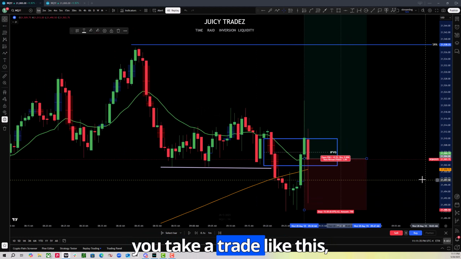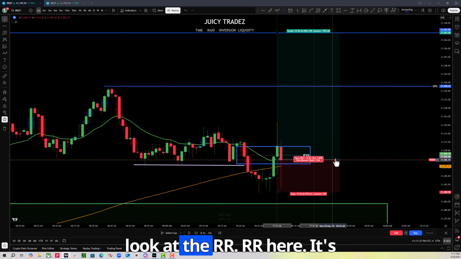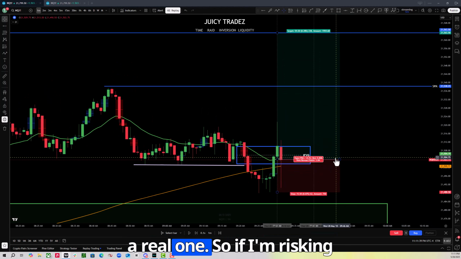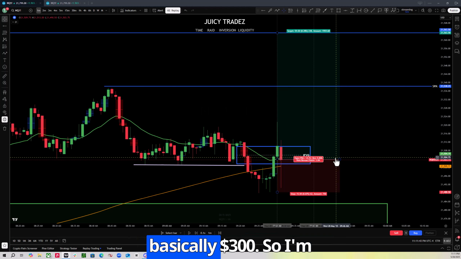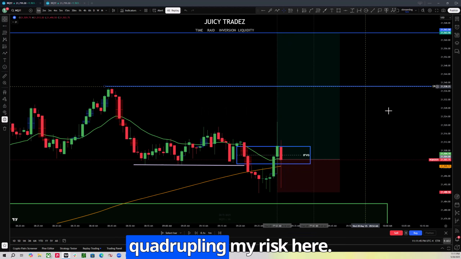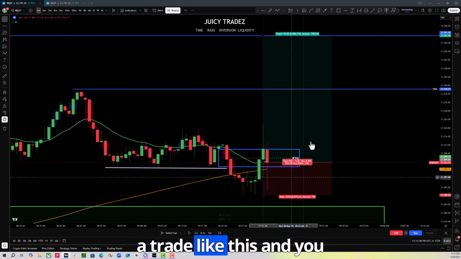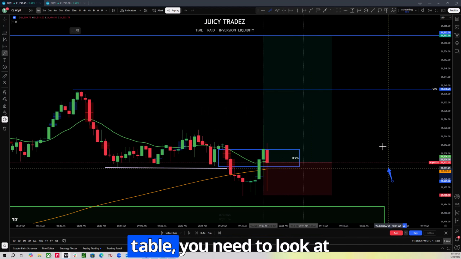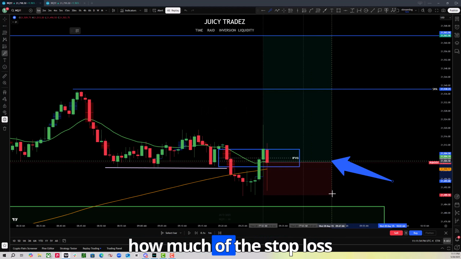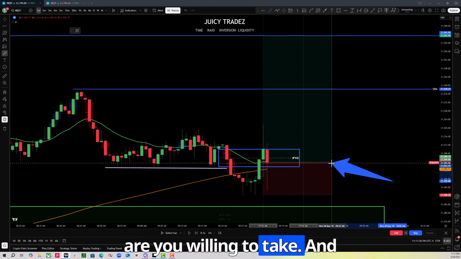And when you take a trade like this, because look at the RR. The RR here is 3 to 1. So if I'm risking $100 to make basically $300, right? So I'm quadrupling my risk here, right? So when you have a trade like this and you have so much R on the table, you need to look at how much of the stop loss you are willing to take.